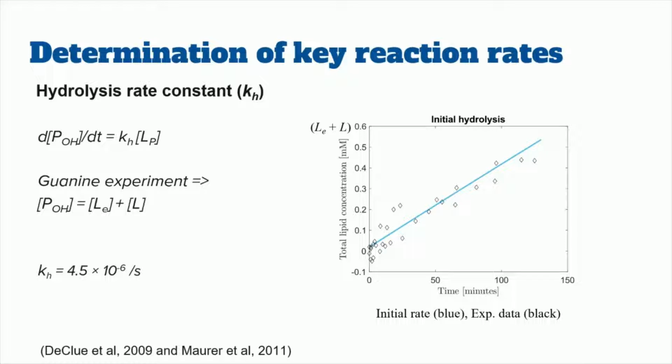Now let's take a look at how we determine some of the reaction constants. The hydrolysis rate can be derived from this differential equation if we have the experimental values for the hydrolysis waste product, POH. However, an experiment with guanine covalently bound to the ruthenium complex instead of oxoguanine yields the same as a photocatalytic experiment with no light. Thus, only hydrolysis drives the lipid reduction. In that case, the concentration of POH becomes equivalent to the total lipid concentration. We determined the hydrolysis rate to be 4.5 times 10 to the minus 6th per second.